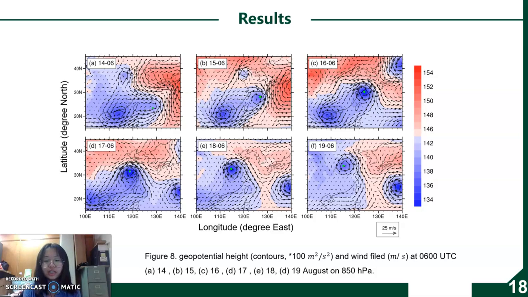Figure 8 shows the geopotential height in shading and horizontal wind vectors at 850 hPa. The influence of the other tropical cyclone is more obvious here. From 8A to 8B, when Rambia was still over the Pacific, it was influenced a lot by the high pressure over the sea and the other tropical cyclone.